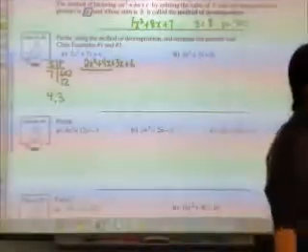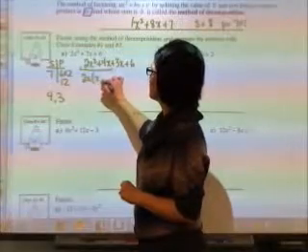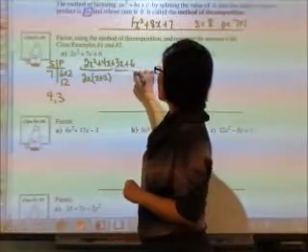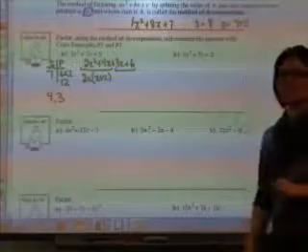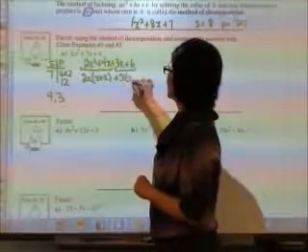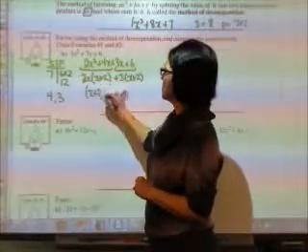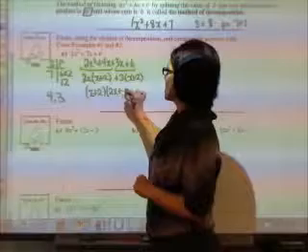If I group these two terms together, what can I factor out? 2x. And what would that leave me with? X plus 2. And what would I factor out of these two terms? 3. And what would that leave me with? X plus 2. So I have x plus 2 times 2x plus 3.